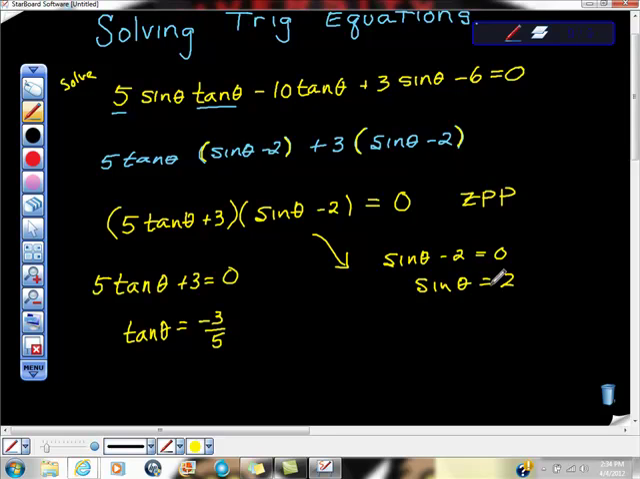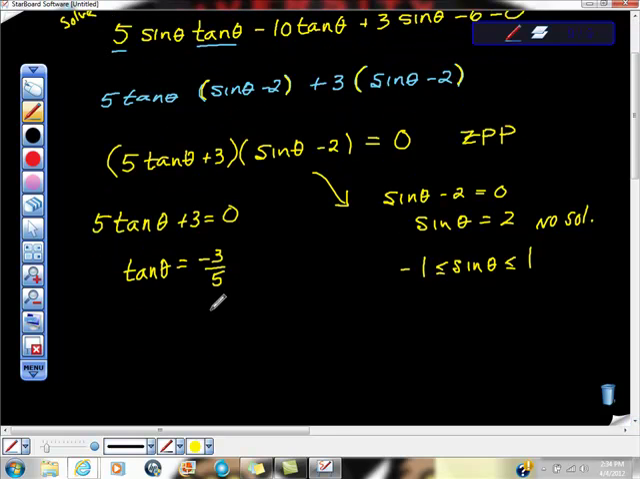Well, we know this is not true, right? Because we know that sine theta has a range of less than or equal to 1, and greater than or equal to negative 1. So this doesn't fit in there. So this is no solution here, right? So no solution here.